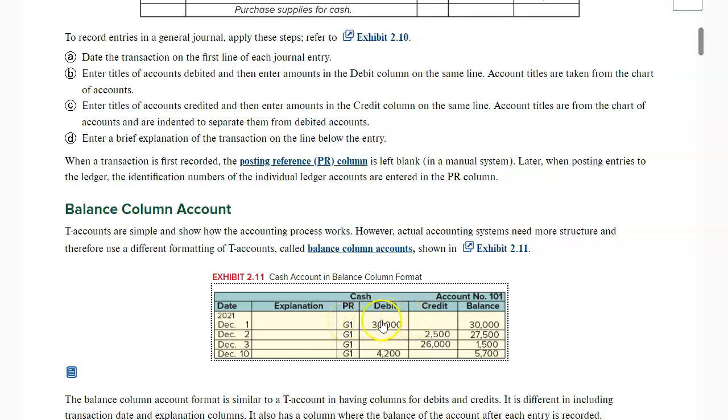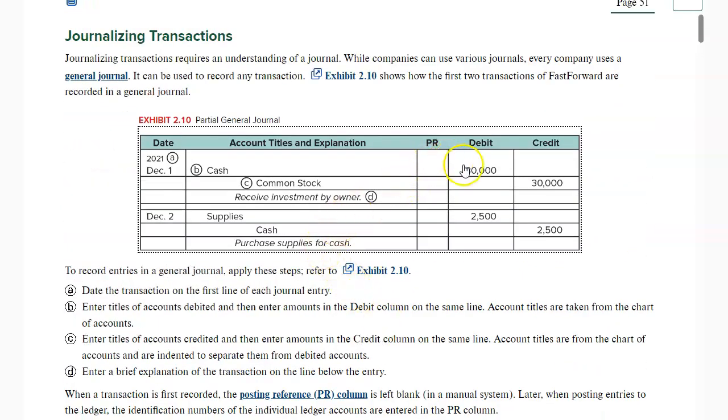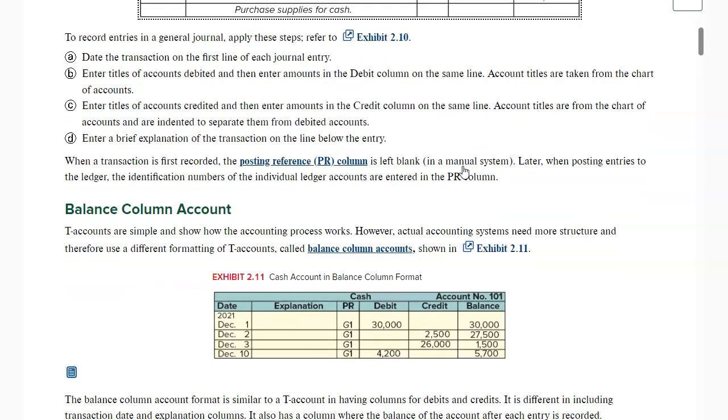So this was the first entry we had. We had a debit to cash, and you'll see up here, there it was. The cash was debited. When we posted in the general ledger, there it is, the debit. The balance in cash is $30,000. Now, this is called a 3-column ledger. It only has 1 column for the balance. And so you know, since it's cash, that balance is a debit balance. You just know that. You don't have to be told that.